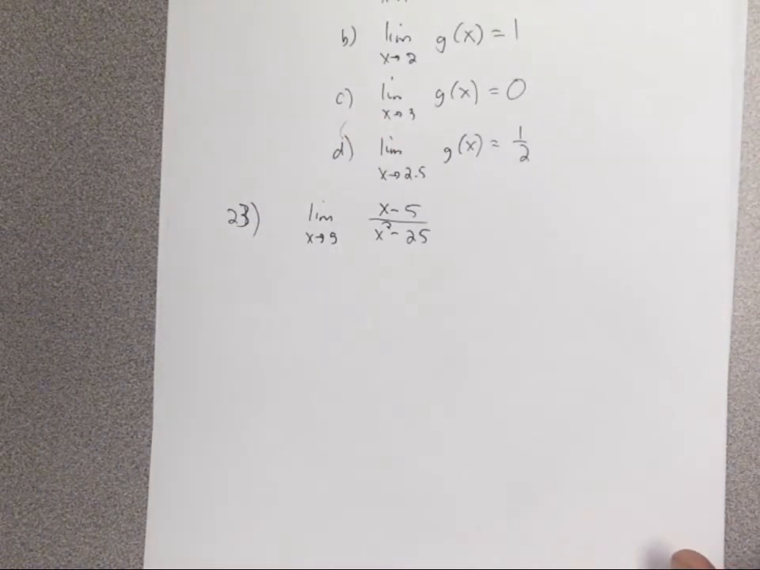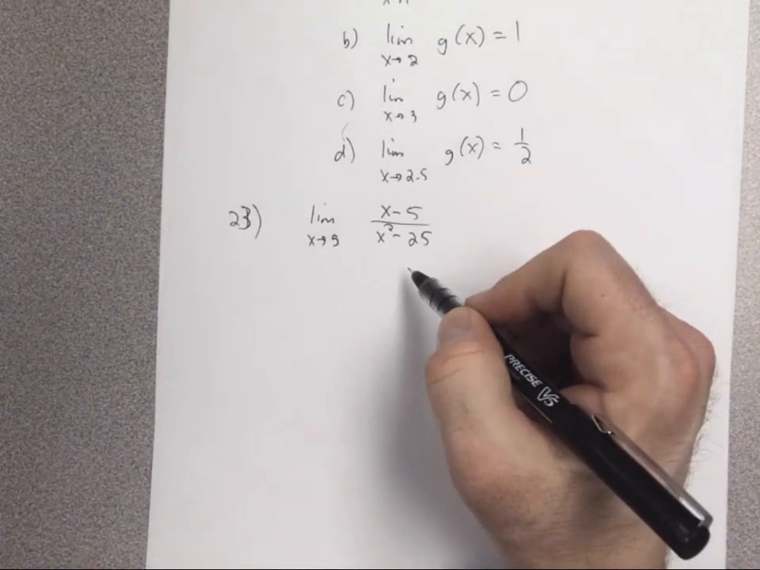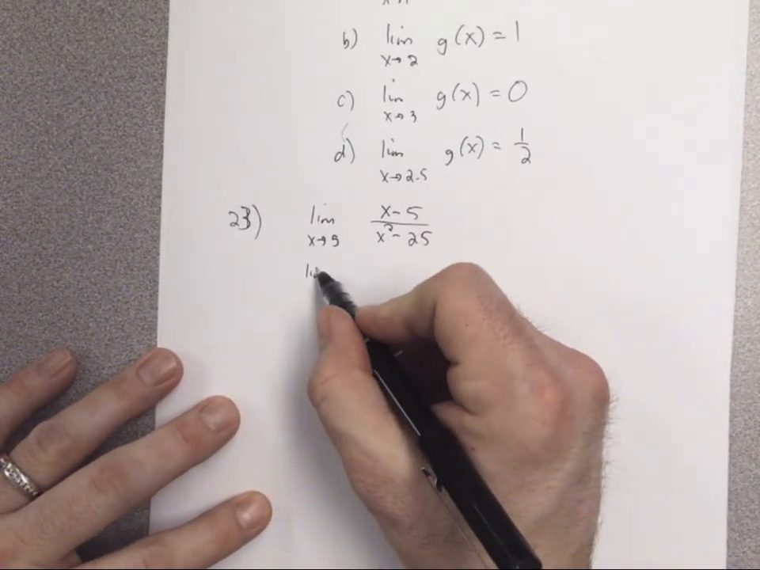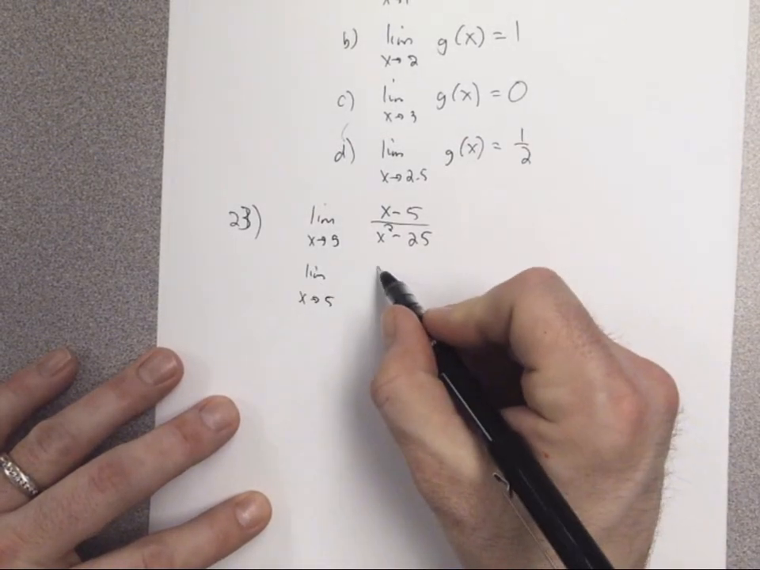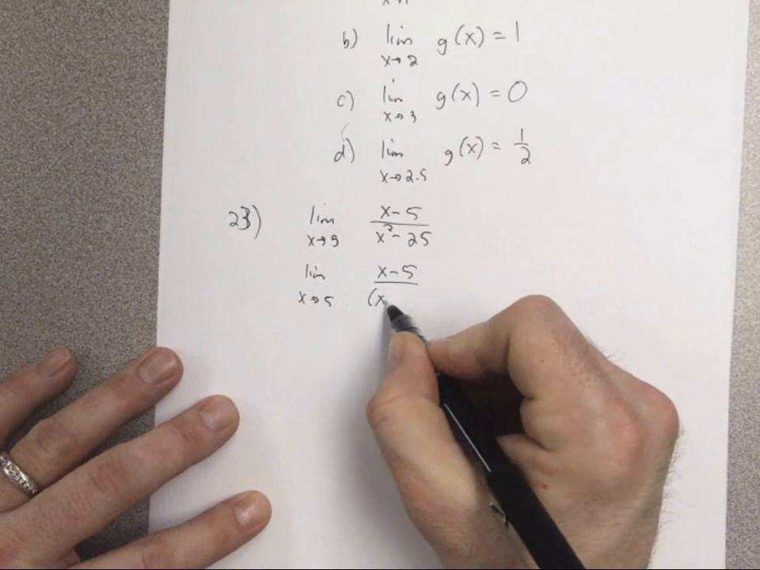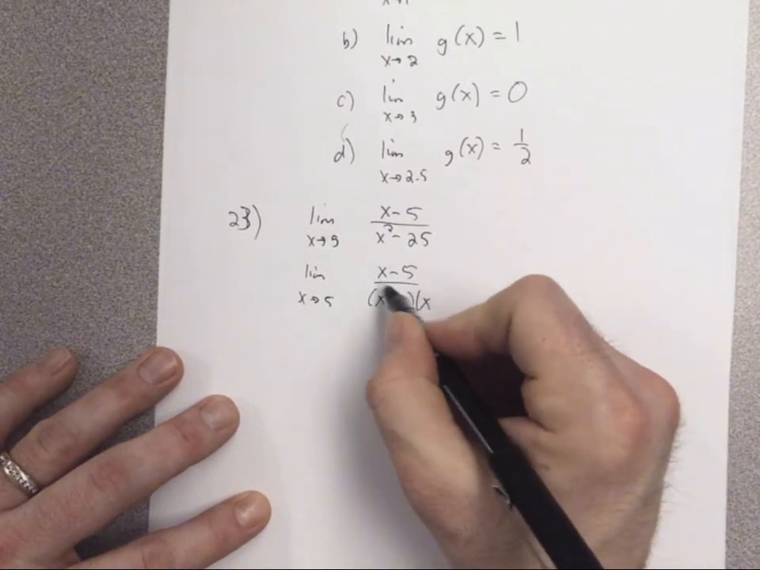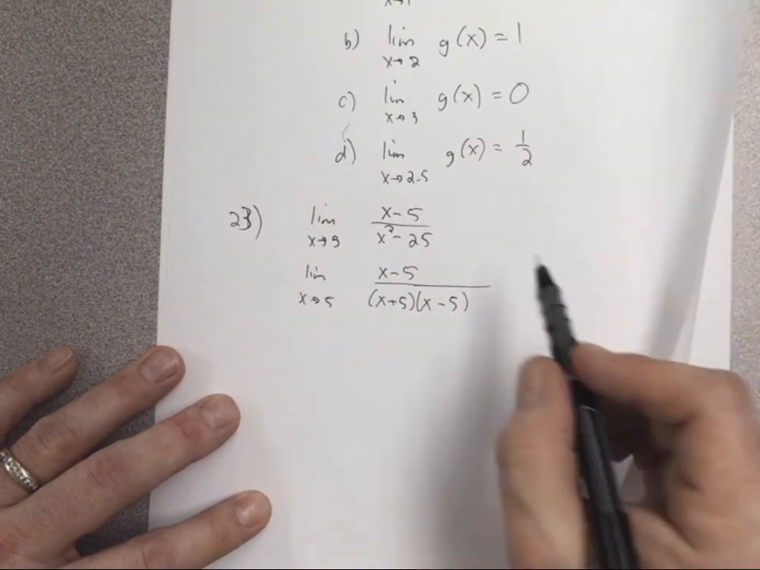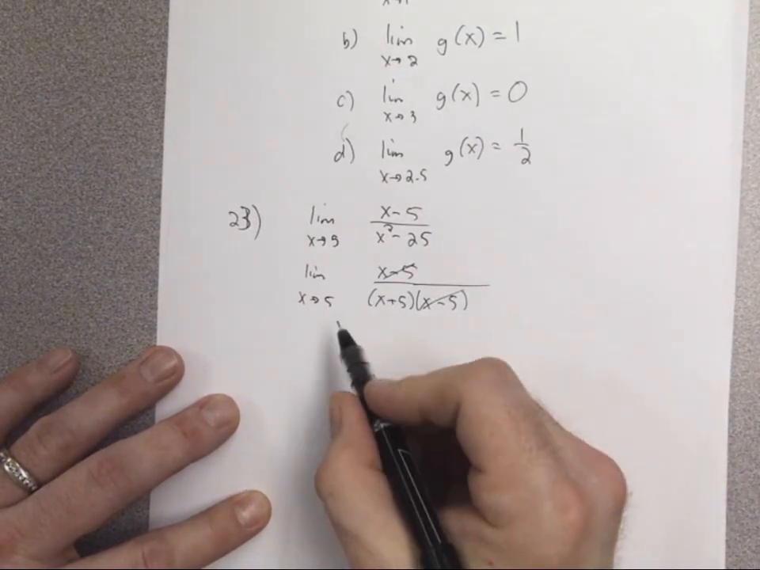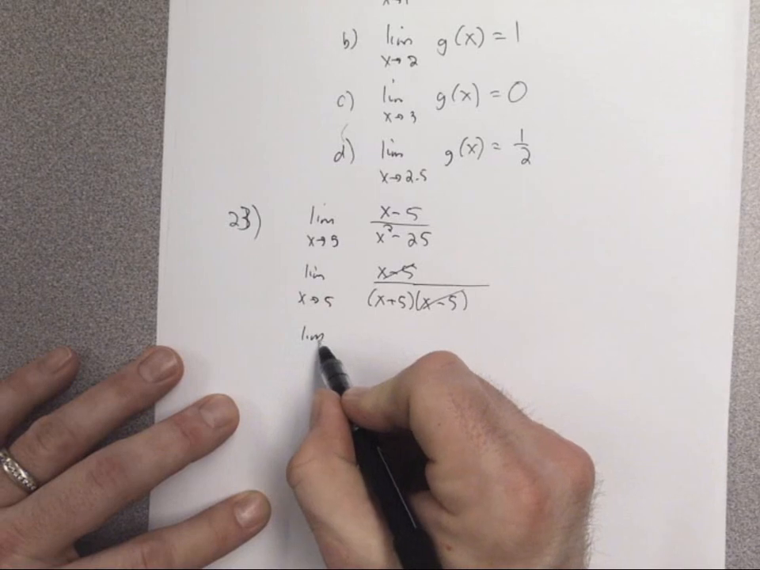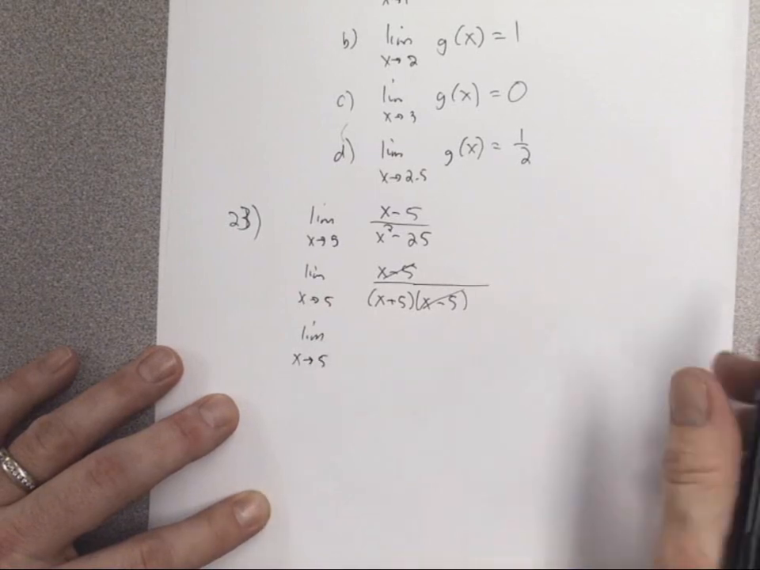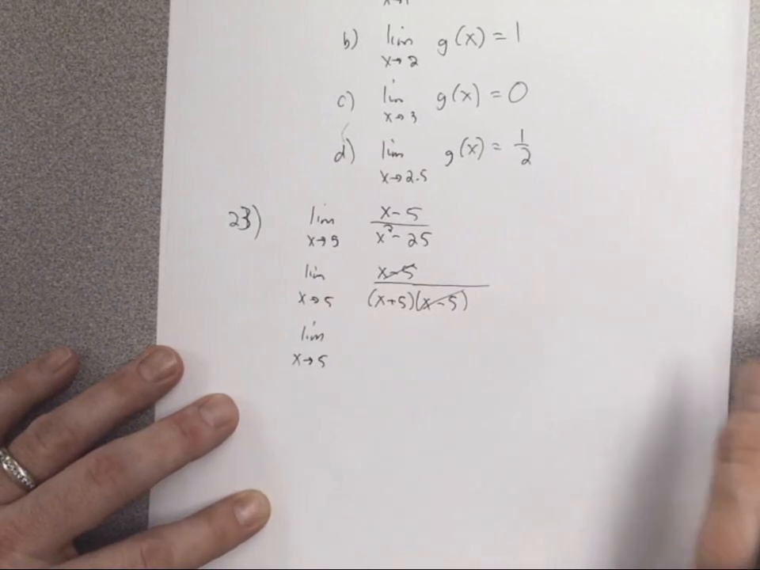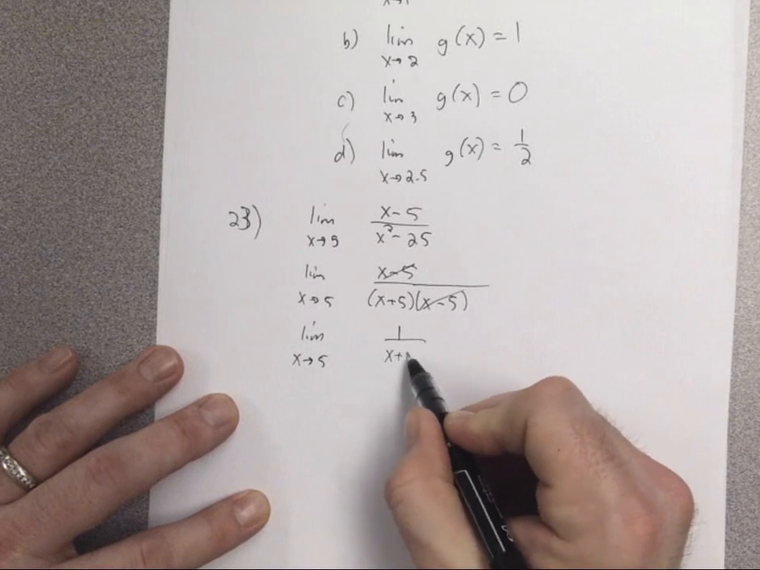So you have to simplify this function, and you simplify the function through factoring. So this will be the limit as x approaches 5 of, well, the top is x minus 5, but the bottom is a difference of squares, so it factors in that, right? So then you cancel this x minus 5, so you're simplifying that expression. This is going to be the limit as x approaches 5. What's left on the top? 1. Good. And then x plus 5 on the bottom.